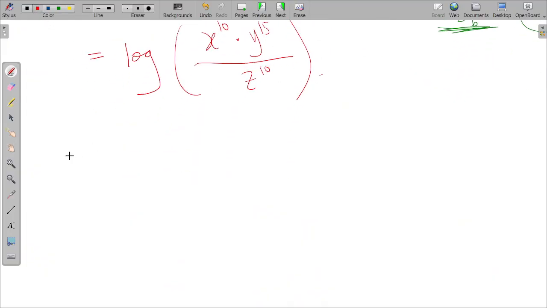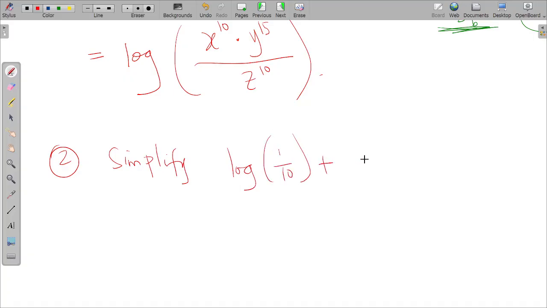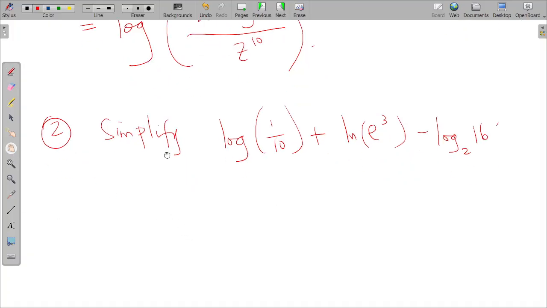That is number one. Number two: simplify log of 1 over 10 plus ln e^3 minus log base 2 of 16. You want to simplify this.